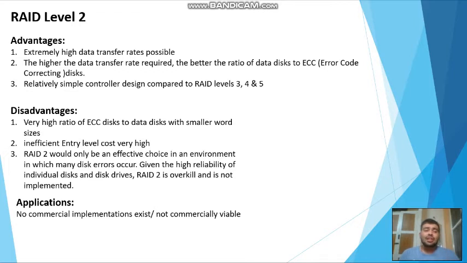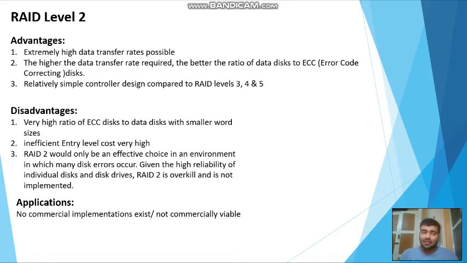Secondly, there's inefficient entry level cost. Why? Because all the disks have to be synchronized with one another. That means the amount of parallelization that you can do with RAID level 2 is severely limited to a point where the spindles have to be in sync with each other, right? RAID 2 would only be useful in an environment where many disk failures occur. But given the modern disks, they have certain built-in mechanisms that have only, say, one read error per 12 terabytes. So the amount of reliability that we can receive from the disks is also sufficient to a certain extent, and hence you do not need to rely on RAID level 2.